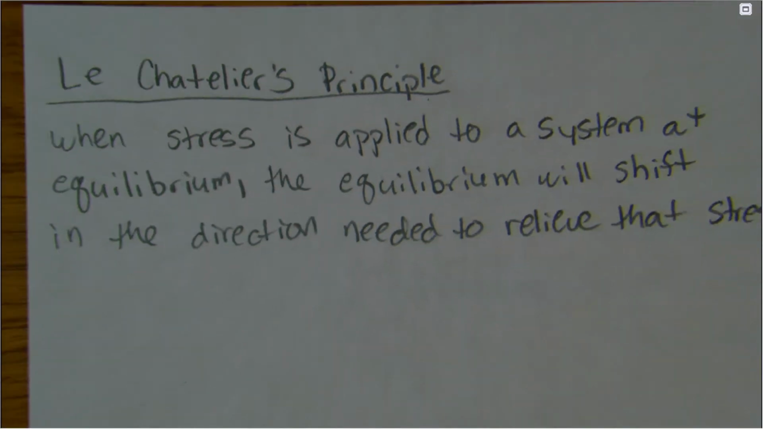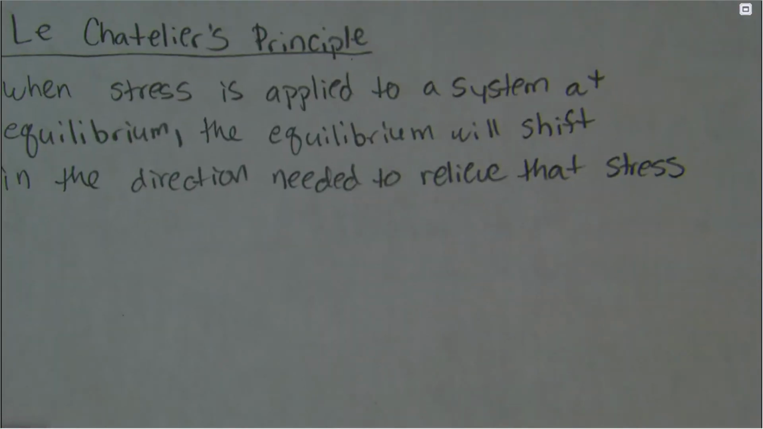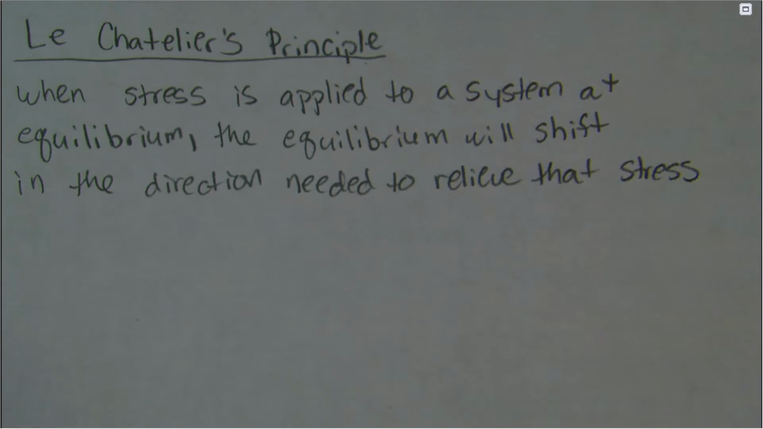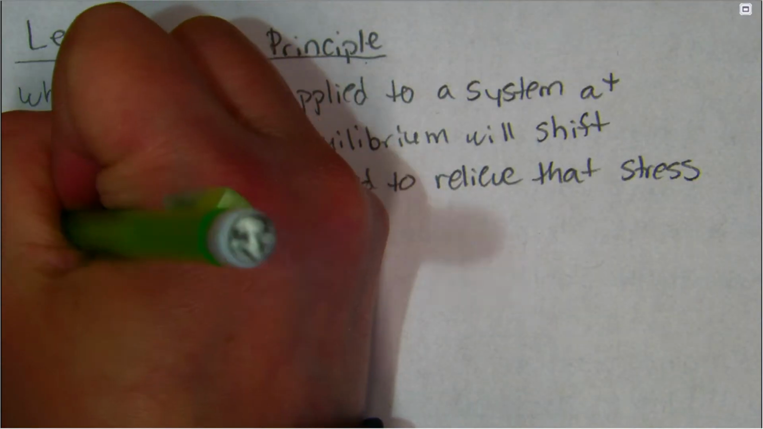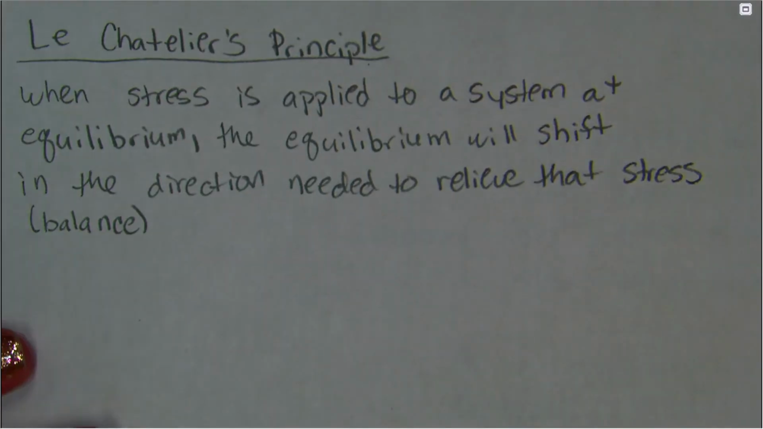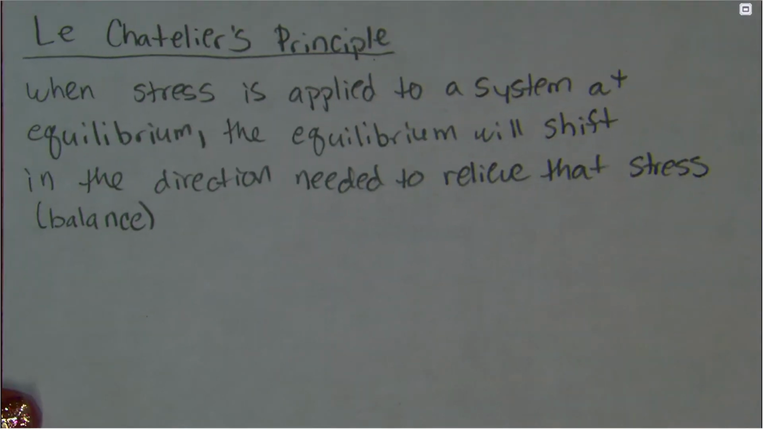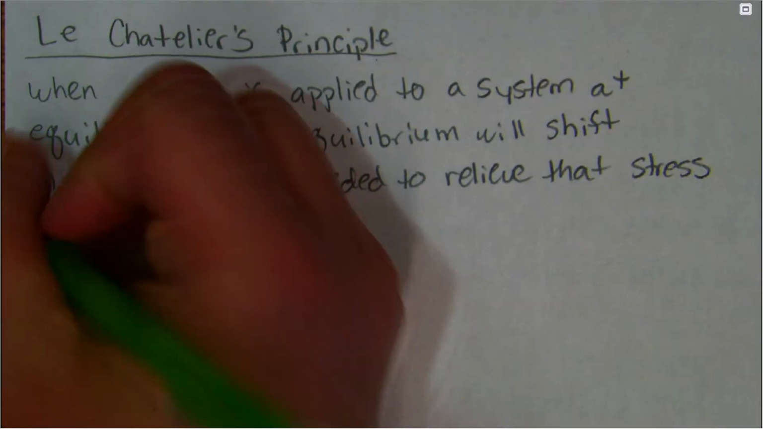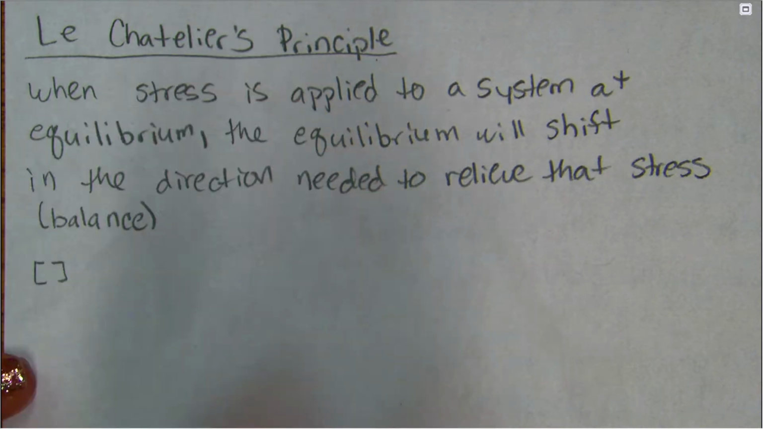All right. So if I apply stress to a system, the equilibrium is going to shift in order to relieve that stress. So you can think of it in terms of balance. We are going to shift in order to balance out. So let's look at how concentration would affect the equilibrium.